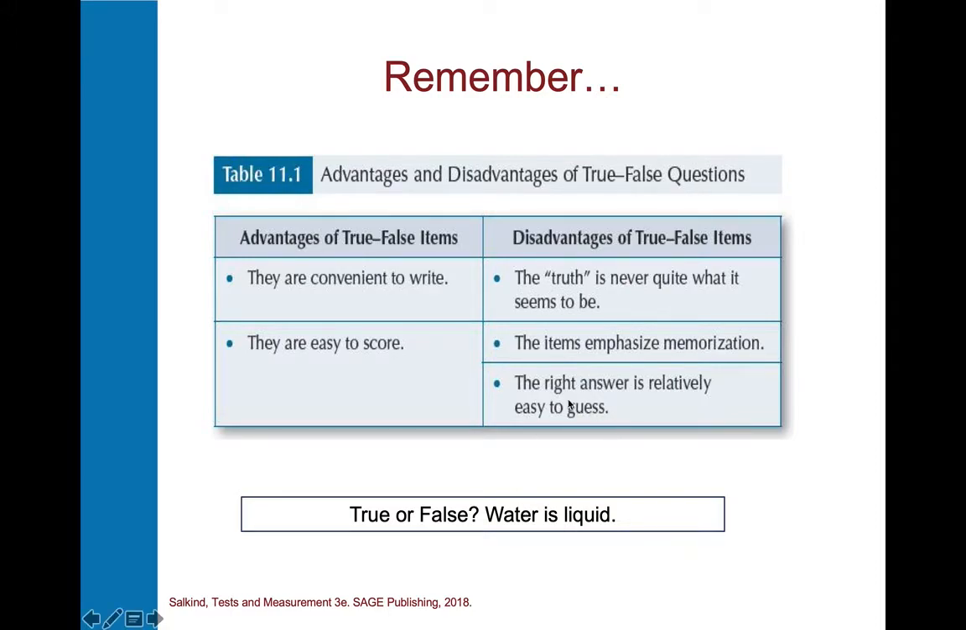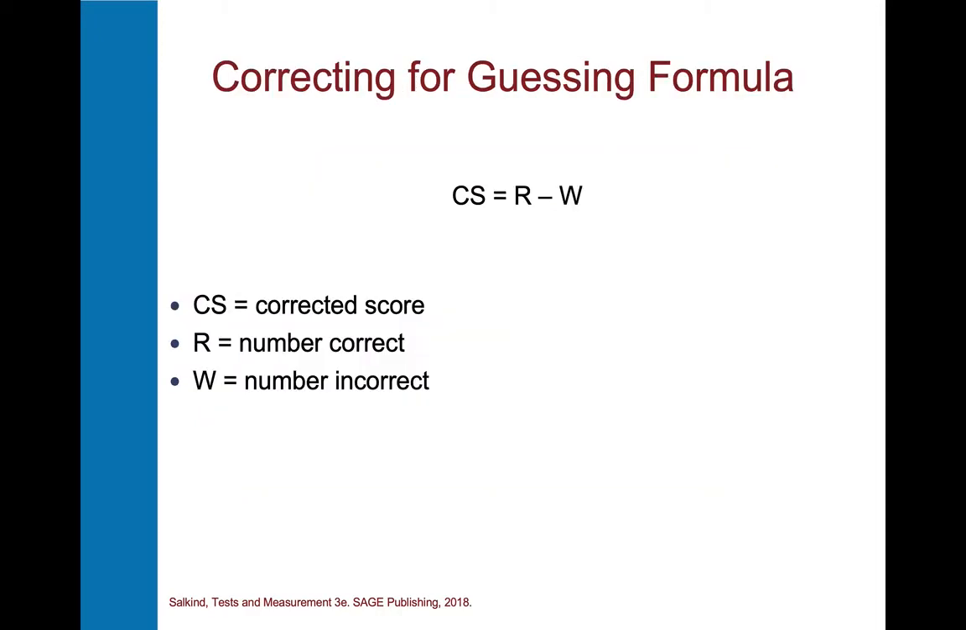Third, it's fairly easy to guess right. The probability of being right or wrong is about 50%, by chance alone. If the test taker selects true or false on a somewhat random basis, the final score will be about 50%. So how can we correct for guessing? Well, fortunately, there is a formula that you could use to correct for guessing.